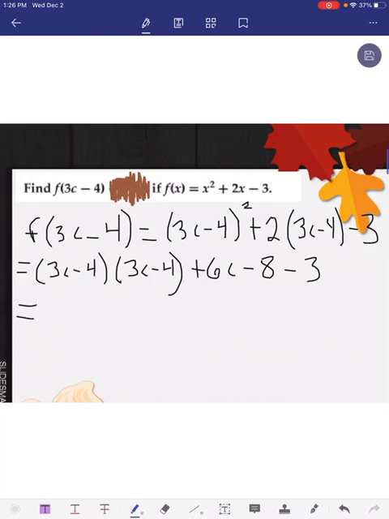Then we need to multiply out. So we have 3c times 3c is going to give us 9c squared. 3c times negative 4 is going to give us negative 12c. Then we have negative 4 times 3c is going to give us another negative 12c. And then we have negative 4 times negative 4, which gives us positive 16.